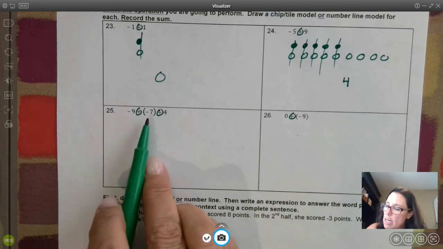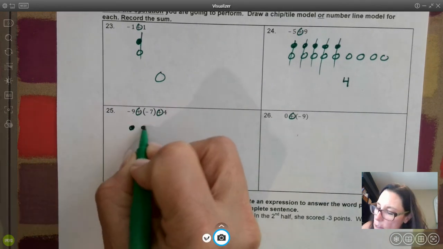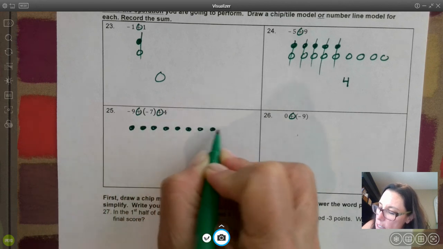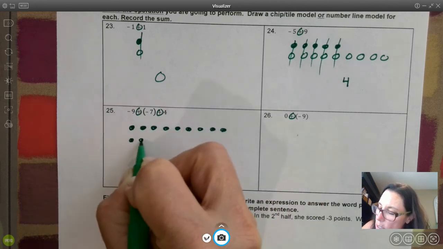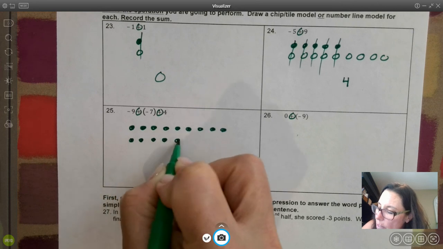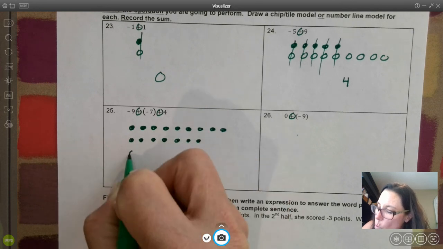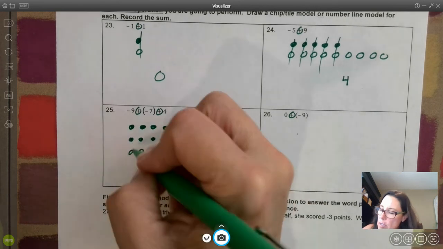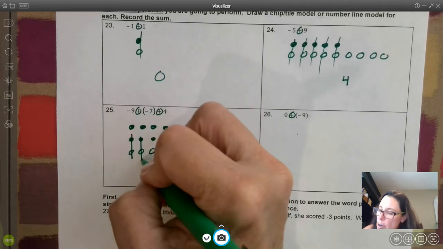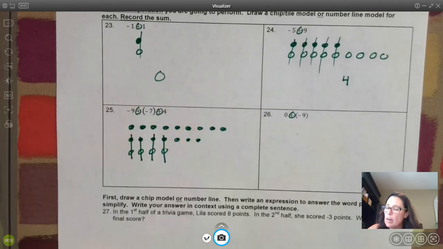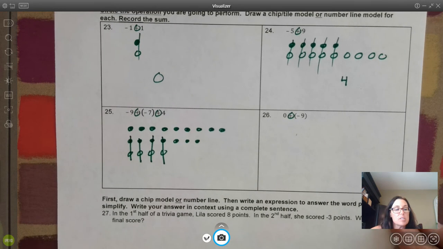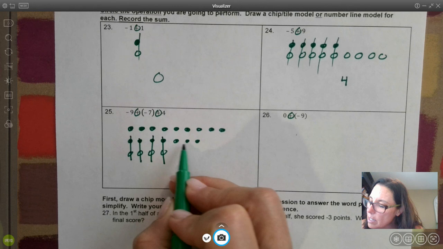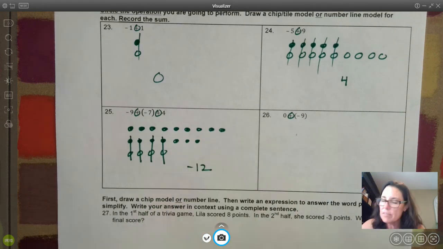All right, I got 3 numbers on this one, 9 negatives. 1, 2, 3, 4, 5, 6, 7, 8, 9. 7 negatives. 1, 2, 3, 4, 5, 6, 7, and 4 positives. Let me go ahead and get rid of 0 pairs. Here's a 0 pair. Here's a 0 pair. 0 pair. 0 pair. And I've got a bunch of negative tiles left over. And if I count them all up, I've got 12 negatives.